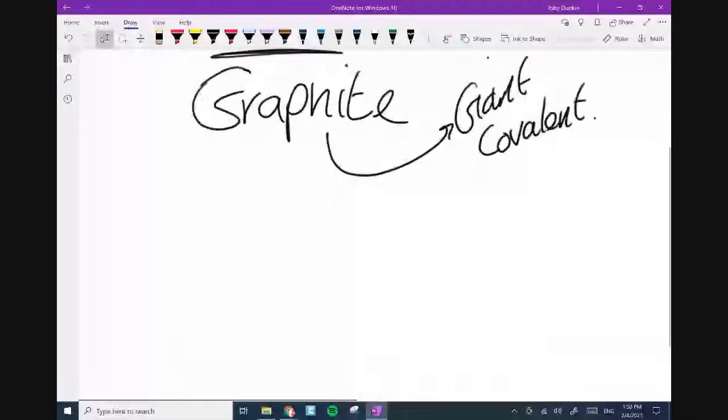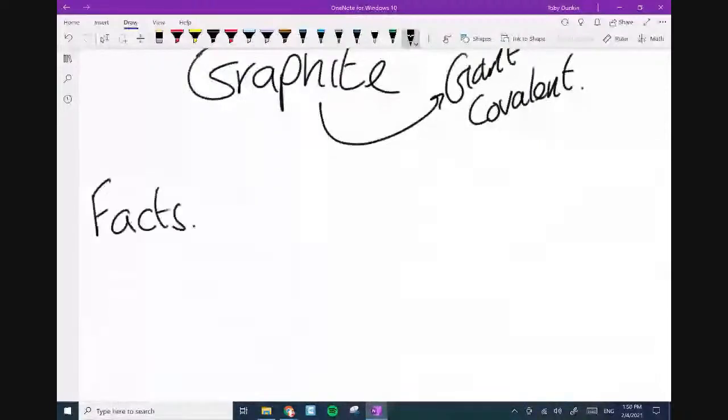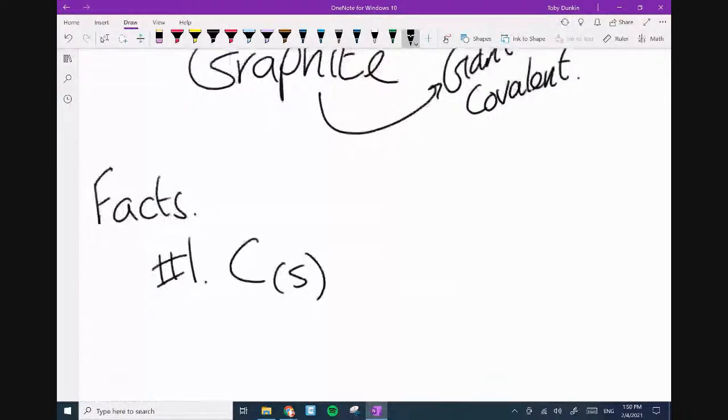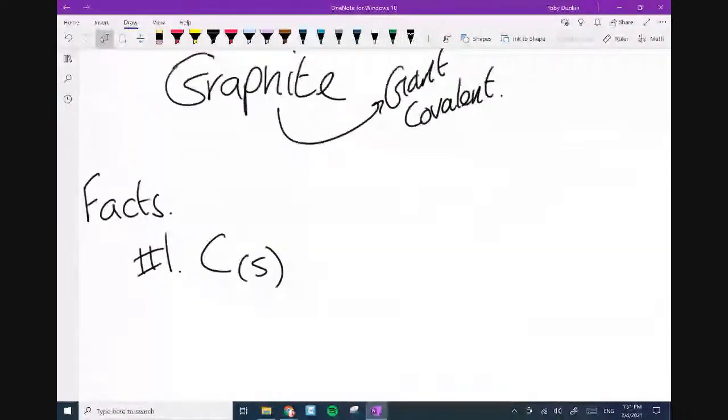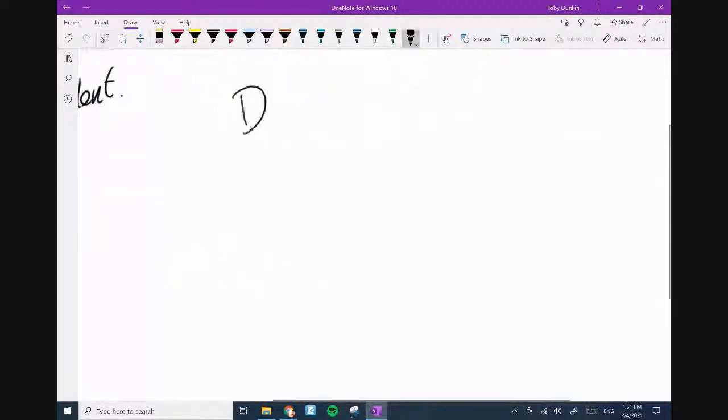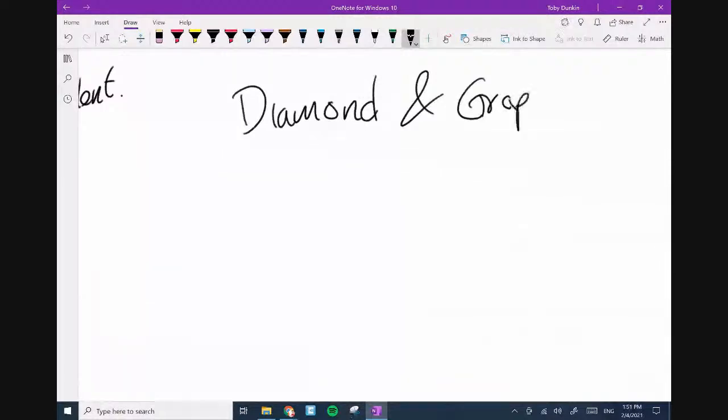Okay, so number one is facts about graphite that we already know. Number one is it is carbon, solid. It's nice to see our state symbols appearing there. Diamond is also made of pure carbon. They are made of exactly the same material, and they are said to be allotropes. Diamond and graphite are called allotropes, which is quite a nice name.